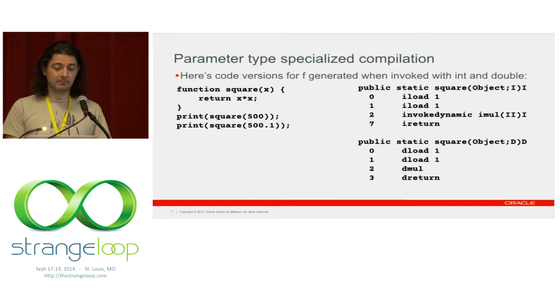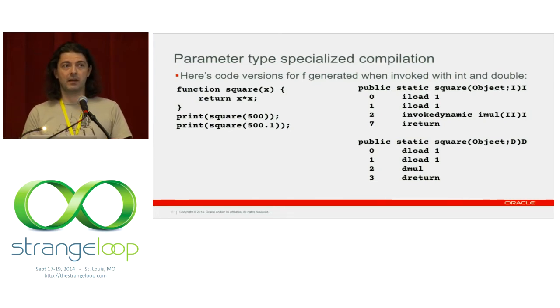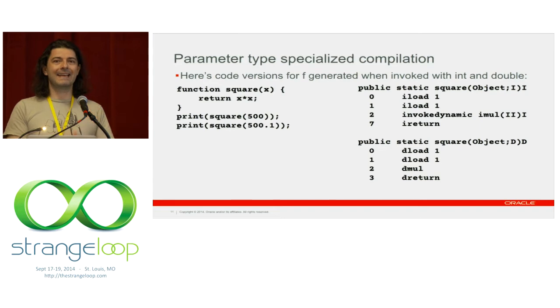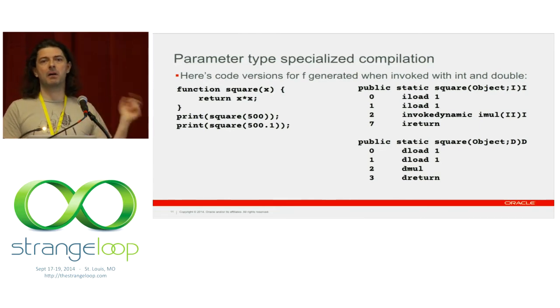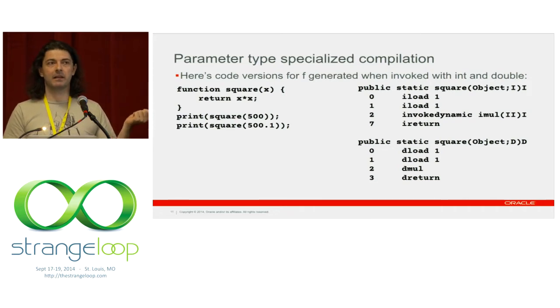As I said, if you have a function in JavaScript, say you're squaring a number, and you invoke it with an int and you invoke it with a double, then what happens is that we will actually compile two versions of the code. Oh, and by the way, we are doing lazy compilation. This function square gets parsed. It doesn't get compiled. It's only on the first invocation with particular parameters. If we don't have that type of specialization, that's when we will actually go to the trouble and compile that version of the code.